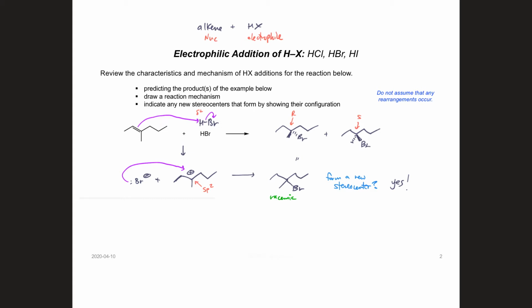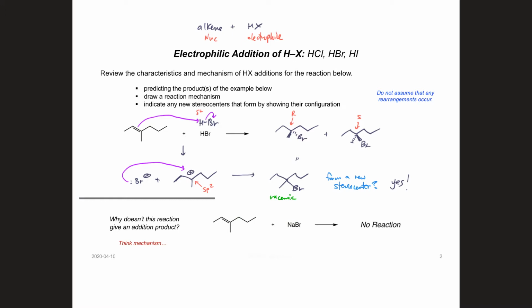What I do like about this is that it emphasizes first the mechanism, that is the pi bond attacking the acid, forming a carbocation intermediate, or the intermediacy of a carbocation intermediate, and then finally the last step is forming the sigma bond. And in this case, this is one example where we did create a new stereocenter.